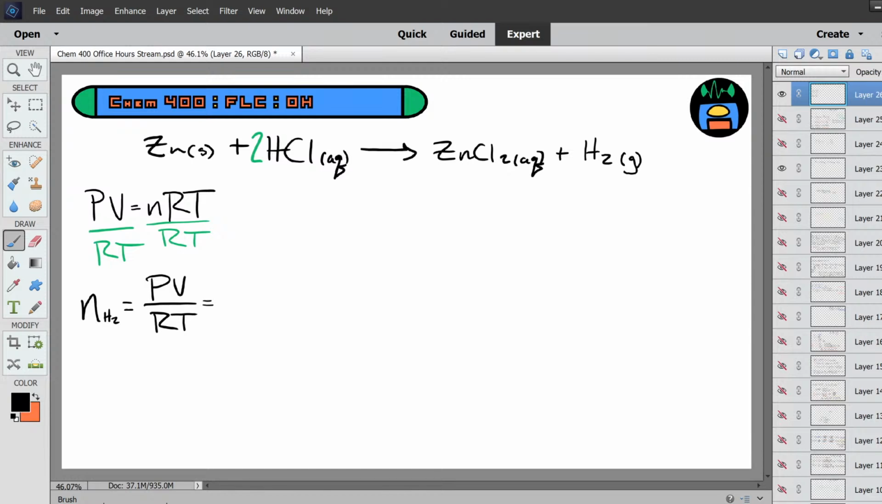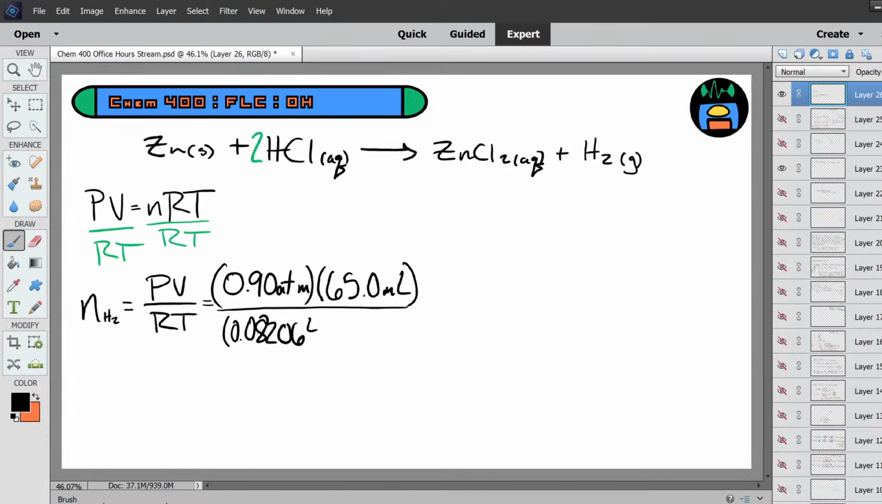We just found our pressure, 0.90 atmospheres. Our volume, 65.0 milliliters, over R, 0.08206 liter atmospheres per mole Kelvin.